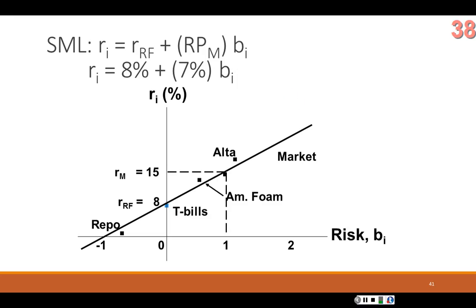If we looked at these plotted on the security market line, we would see that those above the line, the American Foam and Alta, are undervalued, and those below the line, RepoMin, are overvalued. We wouldn't buy them.